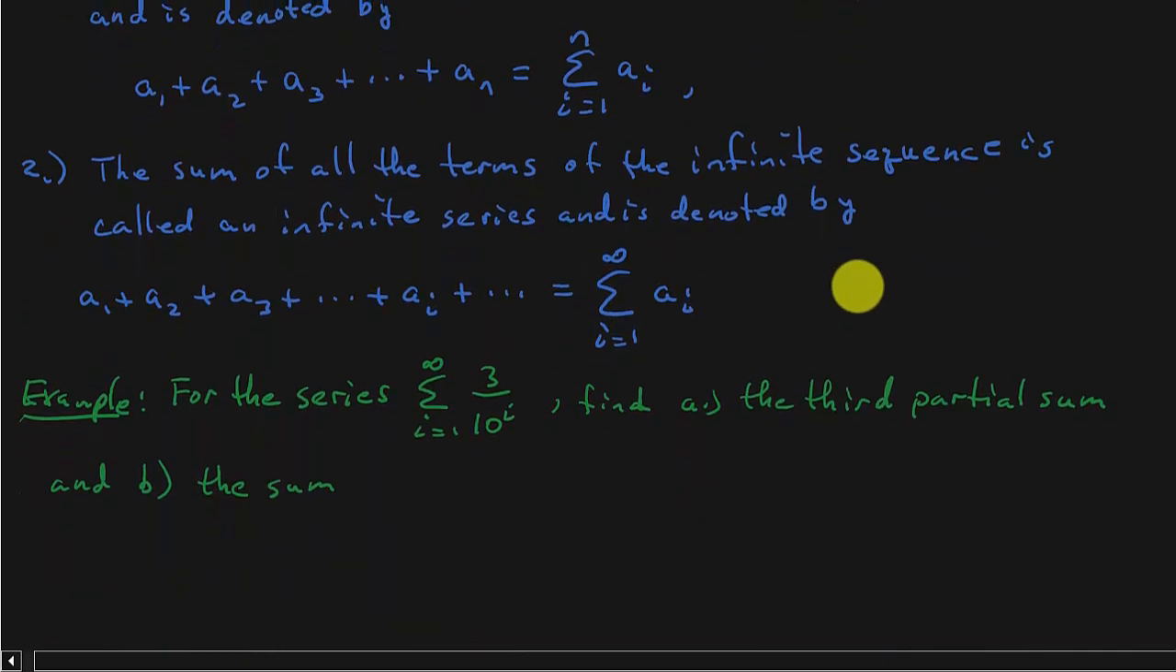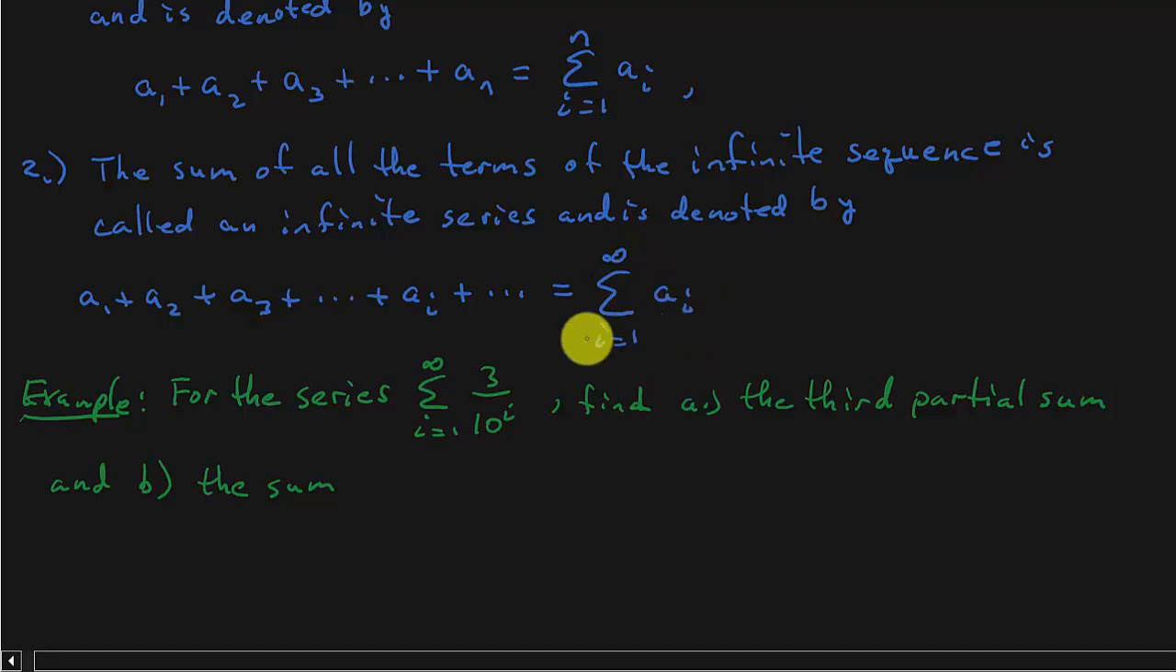And then the sum of all the terms of the infinite sequence is called an infinite series, and it is denoted by a1 plus a2 plus a3 plus a sub i, and then it just keeps going to infinity. And that is the sum i equals 1 to infinity of a sub i.